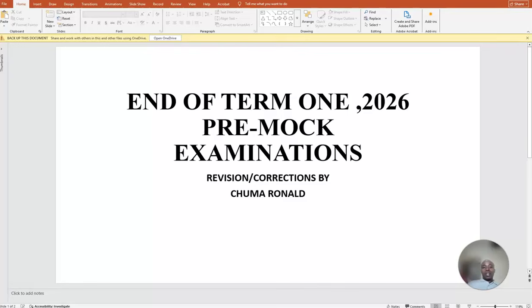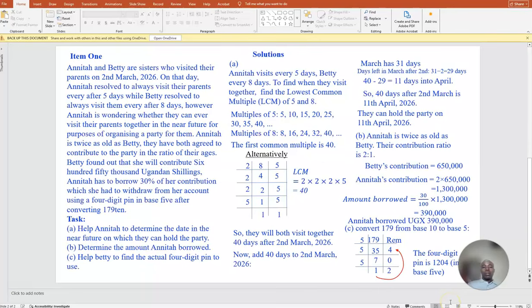As usual, we shall handle it the way we did last year, and we now go straight away to revision or corrections for end of term 1 2026 Premock examinations. So let's begin with item 1. So let us move.